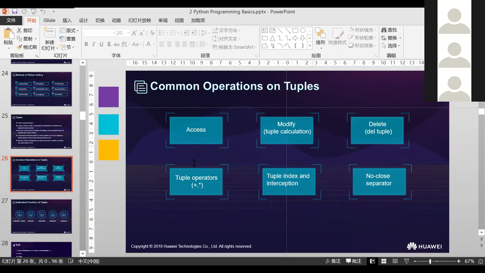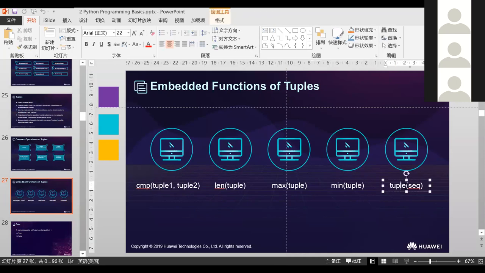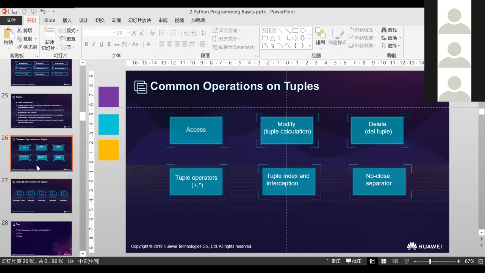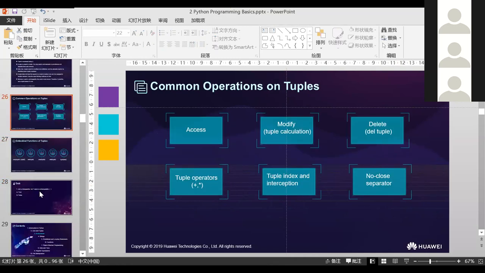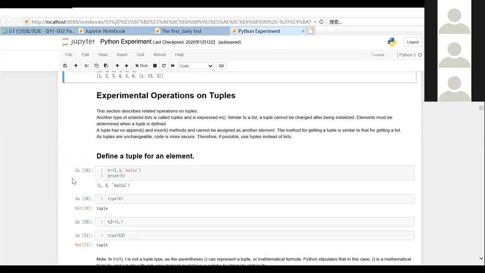Here we can also compare tuples, get the length of the tuple, get the maximum value and the minimum value of a tuple. Also we can convert a list into a tuple, using the built-in function tuple. And we can also delete a tuple here.